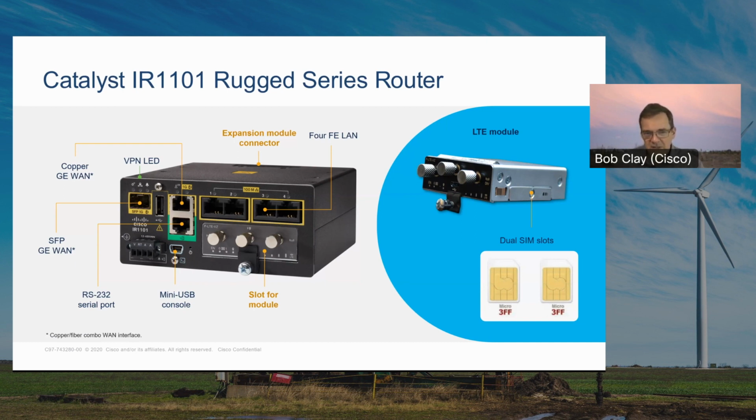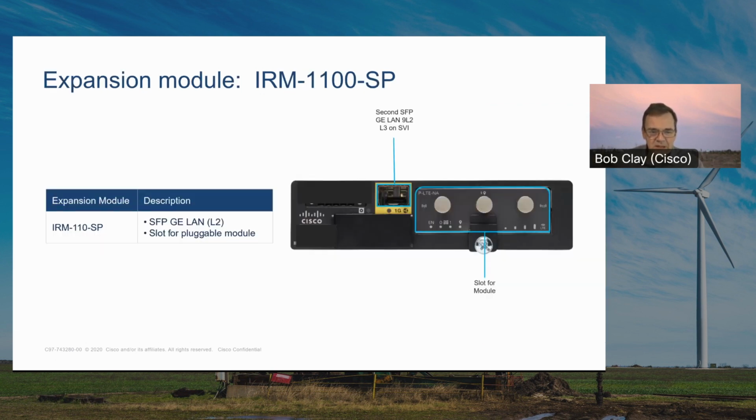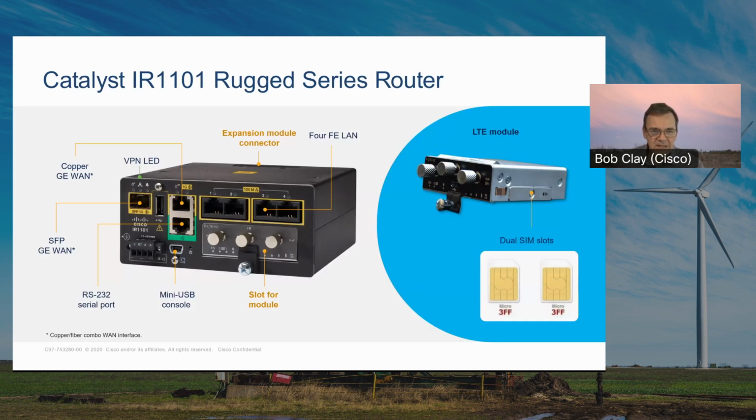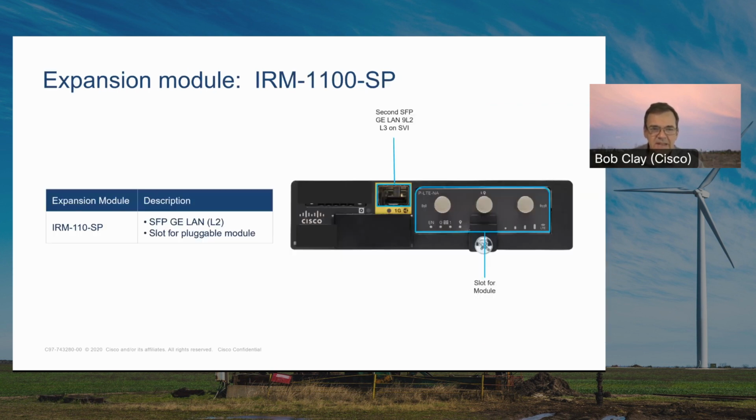But what if that's not enough? What if you say, look, I need more RS-232 ports, or I need more WAN ports? Well, if you look at the top of the router, we have this expansion module connector. And we also have the same module connector on the bottom, so you can put a module on top and a module on bottom and grow it vertically.